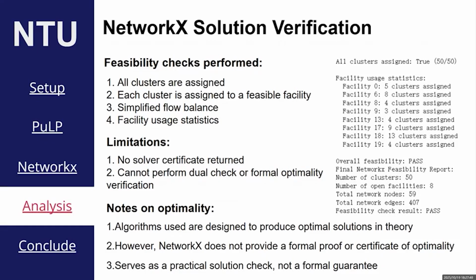However, unlike PuLP, NetworkX does not provide a solver certificate or dual information, so it cannot formally prove optimality. Its algorithms, like the minimum cost flow, are designed to find optimal solutions under given constraints, but without a certificate, we can only treat it as a practical verification tool rather than a formal proof. So in summary, PuLP confirms optimality, while NetworkX confirms feasibility and consistency of the obtained solution. That's all of my part.